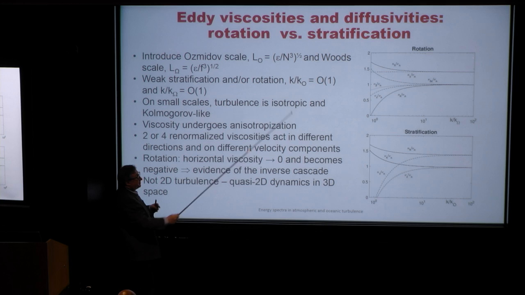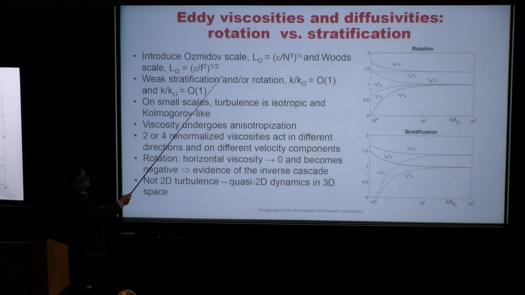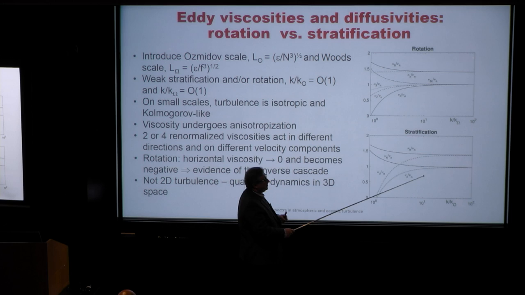it 20 years before Zeman, so I call it the Woods scale, which is similar to Ozmidov, but we replace the Brunt-Väisälä frequency by the Coriolis parameter, and has the same dimension. So it's a separation between turbulence and scales dominated by either internal waves or inertial waves. And we can then compare rotation and stratification in this plot, what happens to viscosity and diffusivity.